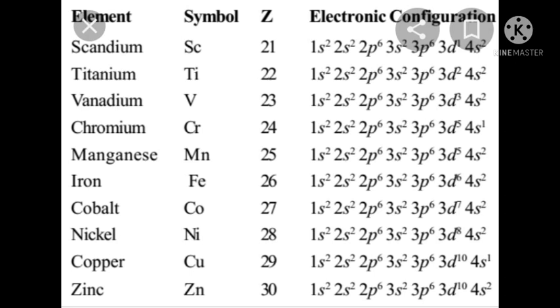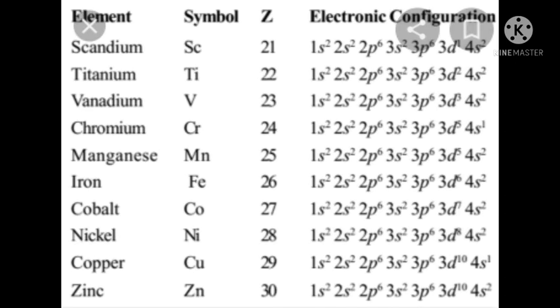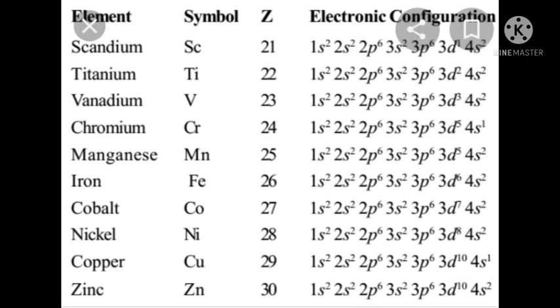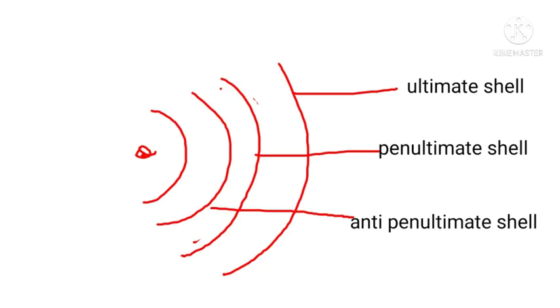And that shell which is present before the ultimate shell is known as the penultimate shell. So we can tell that the last electron is present in the D subshell of the penultimate shell. That we can represent like this. The last shell is known as the ultimate shell or valence shell, and the second last shell is known as the penultimate shell, and the third last shell is known as the anti-penultimate shell.